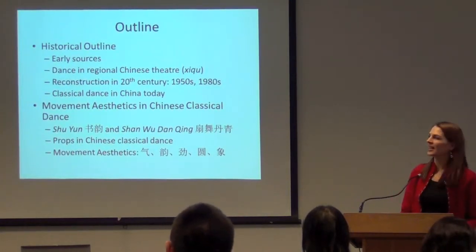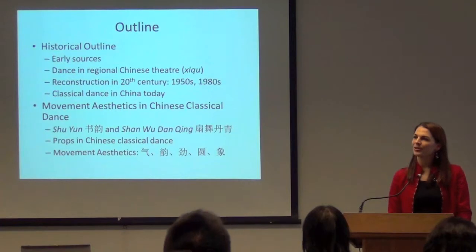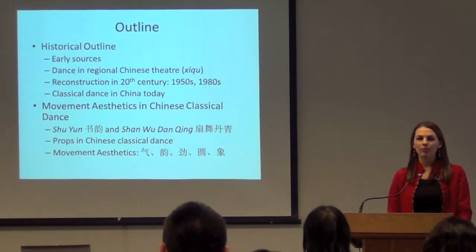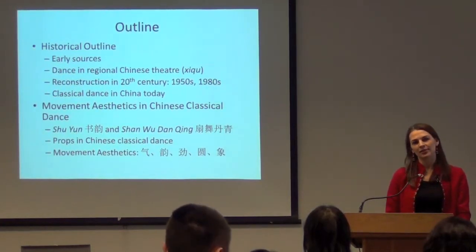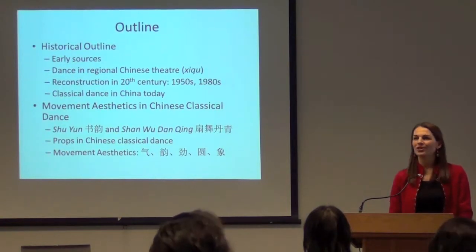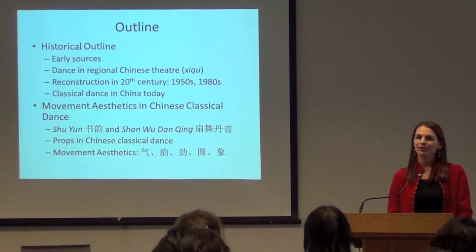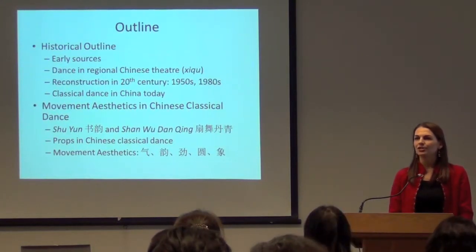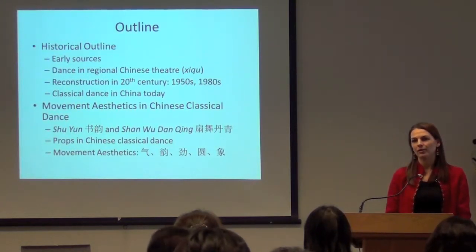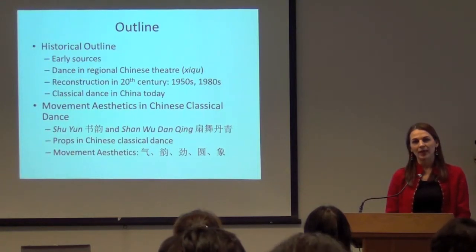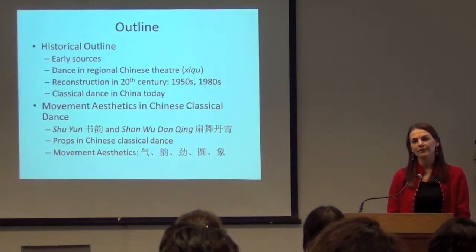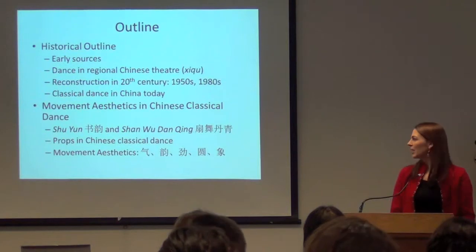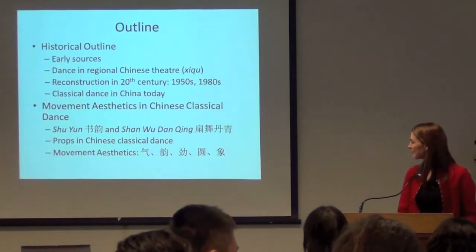And then the second half of today's talk is meant to help you understand the formal aesthetic components of Chinese classical dance, so when you're watching it, you know what to look for. And also, one thing I'll be emphasizing are the ways in which Chinese classical dance actually draws on a number of different formal vocabularies, for example, from painting, from poetry, from music, and from Chinese philosophy.